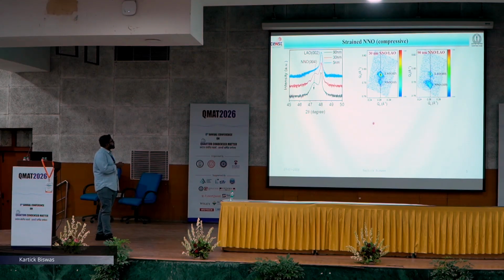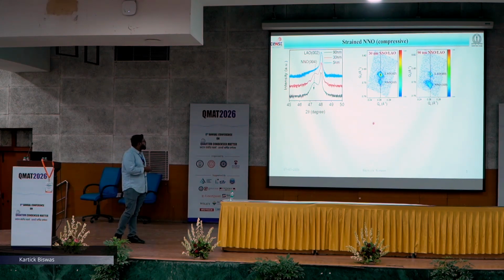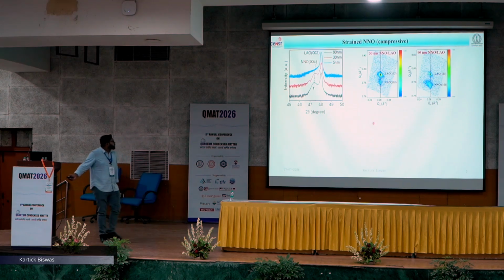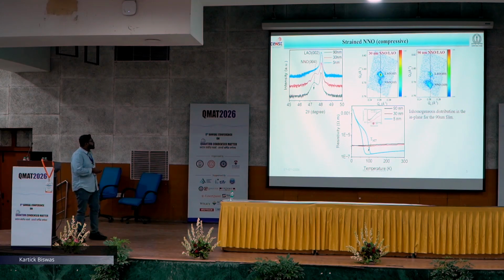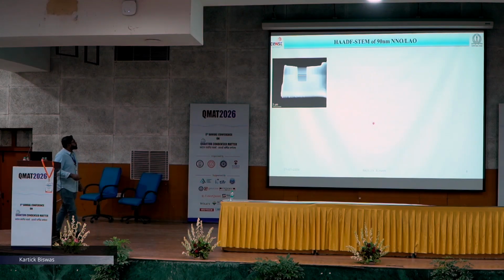So let's see what happened, like 5 to 13 nm, what is the MIT of this material. You can see for the 5 nanometer film, this is showing nice MIT around 110 Kelvin temperature, but for 30 and 90 there is an upturn for 30 nanometer, which you can see in the inset, but 90 is showing fully metallic. There is no metal-to-insulator transition. So to look at that we did HAADF-STEM of this 90 nanometer thick film.